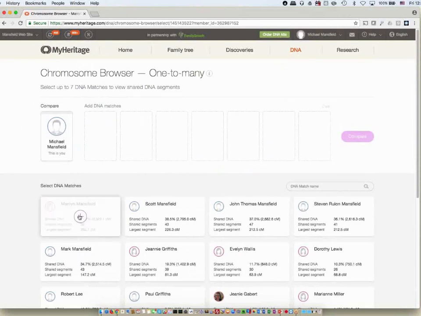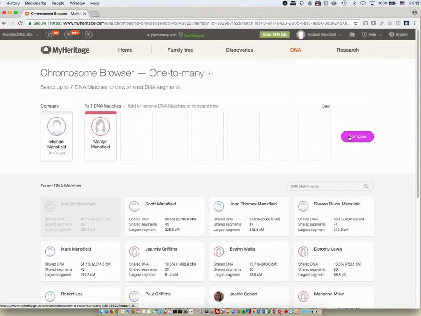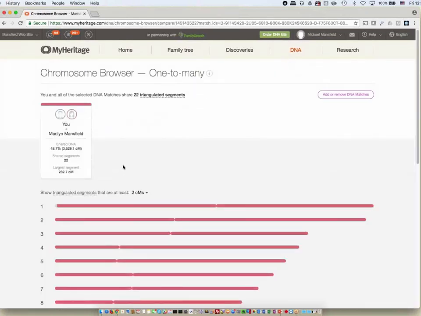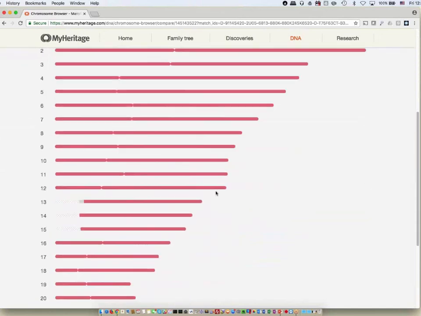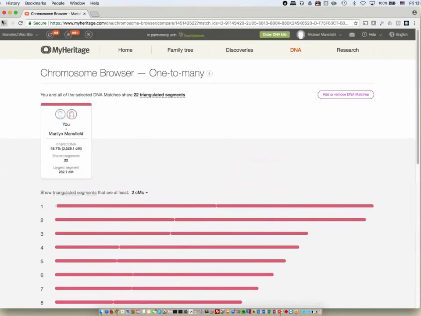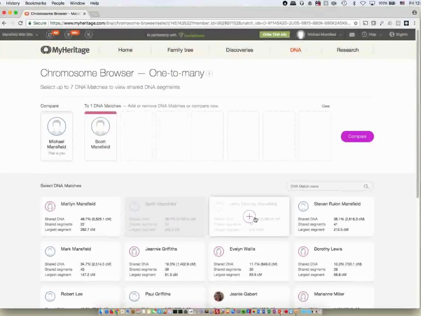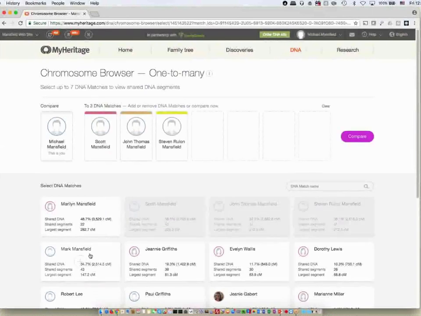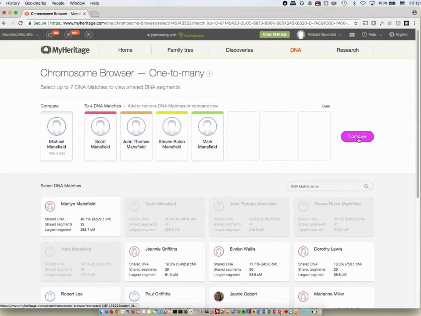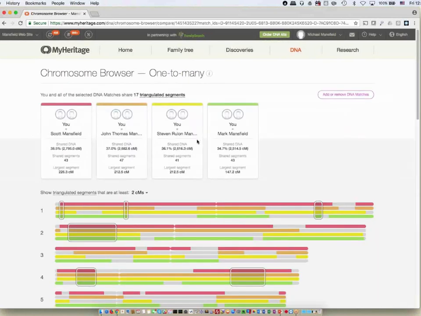So let's, for example, put in my mother, and let's just do a quick compare. This is going to be a one-to-one, just comparing me and my mother. As I expect, I have a large degree of shared DNA with my mother. Let's take off my mother, and I want to put in my 4 brothers that have tested. I've got to get my 5th brother to complete his test. So I have Scott, John, Steve, and Mark, and I've made a group of 5 people: myself and my 4 older brothers.